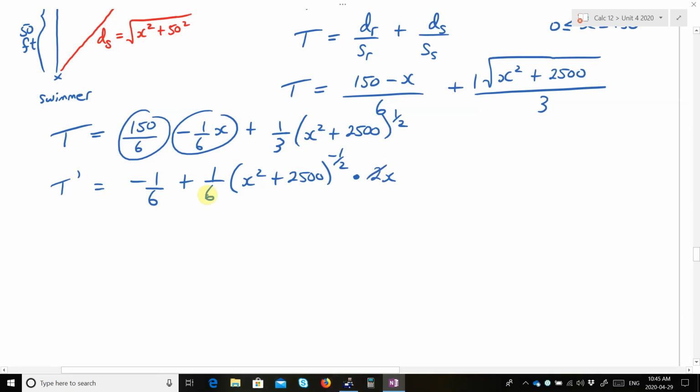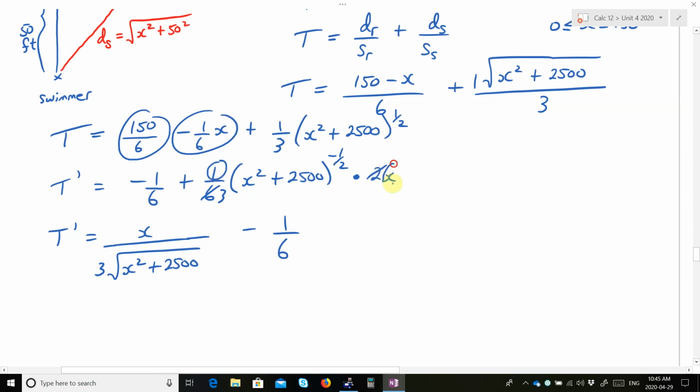Okay, 2 over 6, we'll make that a 1/3. Let's go, t prime is equal to, we've got 1 times x on the top there, so just x on the top. And on the bottom, we would have the square root of x squared plus 2,500. And then we've got this minus 1/6. So I just switched the terms around. Oh, and we have this 3 on the bottom here as well, still.